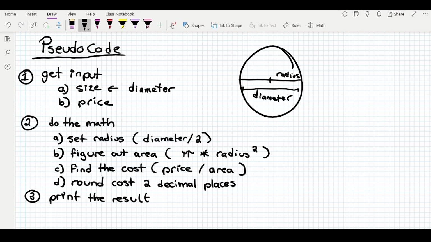Now, this is some very close to human language pseudocode right here. This is a program. It has steps. They are very precise. Maybe not that precise, but precise enough for reviewing the homework. We get the input, we get the size, we get the price. We do the math, set the radius, figure out the area, find the cost, round the cost 2 decimal places, and then we print the final result. So what does this look like as code? That's the next step. Let's go there.